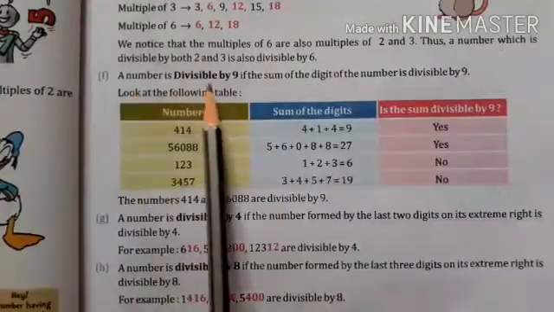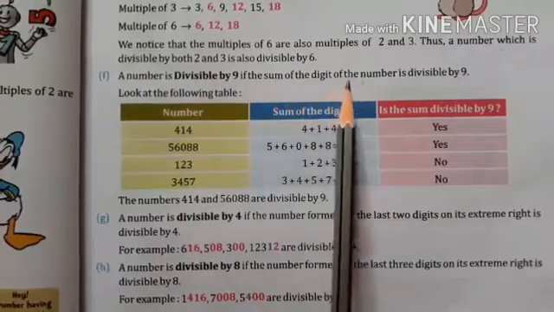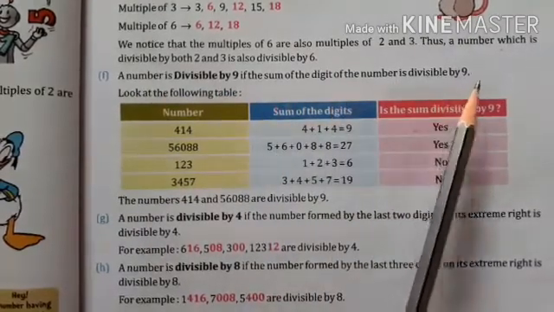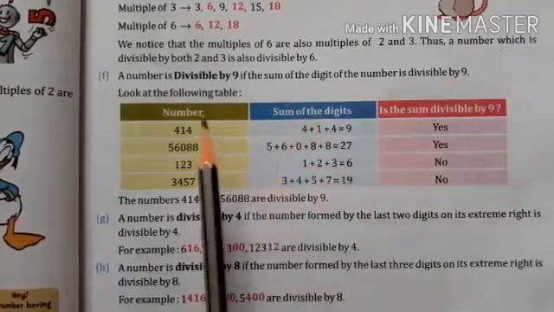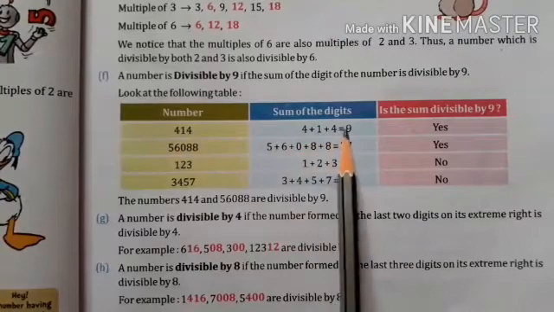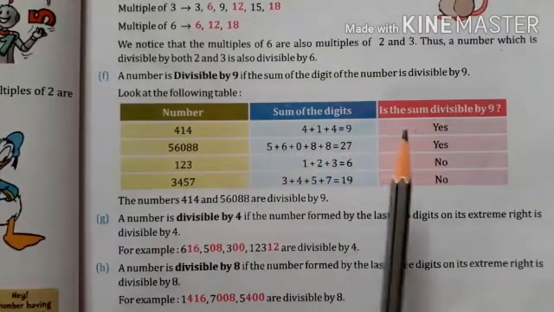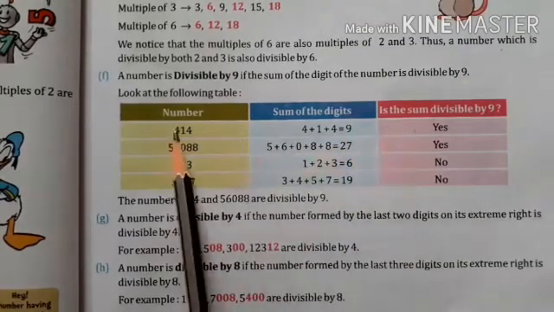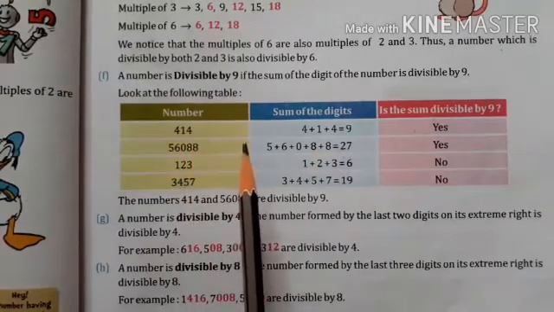A number is divisible by 9 if the sum of the digits of the number is divisible by 9. So look at this table, students. 414, the sum of the digits 4 plus 1 plus 4 equal to 9. And 9 is divisible by 9. So 414 is divisible by 9. Okay.